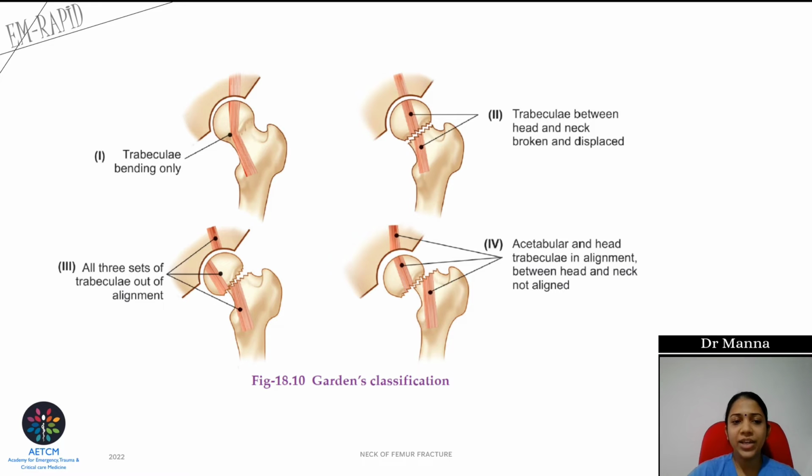Stage 3, it is a complete fracture with partial displacement, and there is no trabecular alignment, and the trabecula has broken. Stage 4, it is a complete fracture with a complete displacement, but the trabecula between the head and the acetabulum is continued.